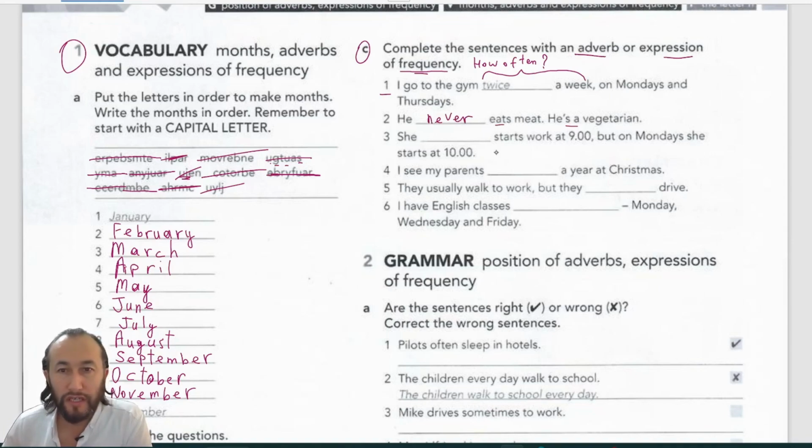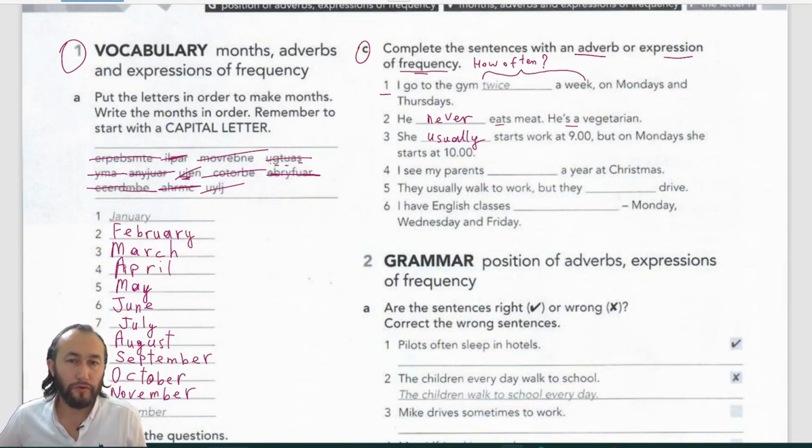3. She starts work at 9, but on Mondays, she starts at 10. So there's Monday at 10. But the rest of the week, she starts at 9. So that will be usually. She usually starts work at 9, but on Mondays, she starts at 10.